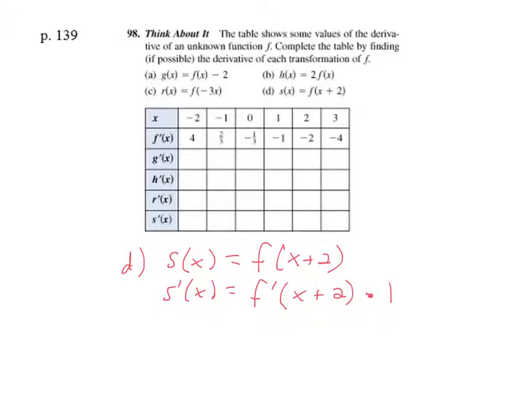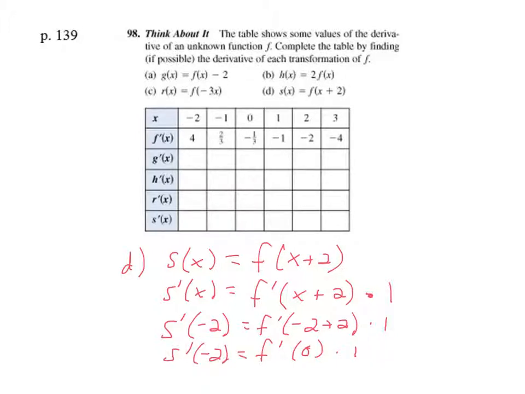So if I wanted to know what, say, s prime of negative 2 is, then I would need f prime of negative 2 plus 2, times 1. Well, that would mean I need f prime of 0 times 1. So s prime of negative 2 would equal, let's see, f prime of 0 is negative 1/3, so it would be negative 1/3 times 1, or negative 1/3. And we'd fill that in. So that's kind of how you do this. Very similar to the other problem.